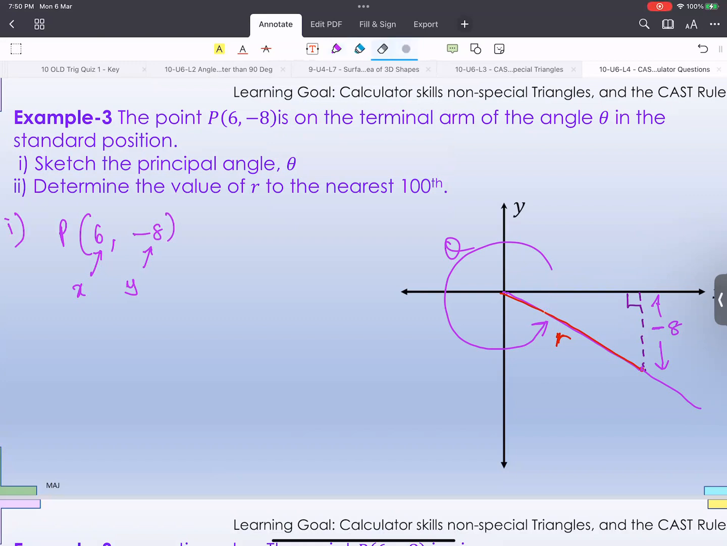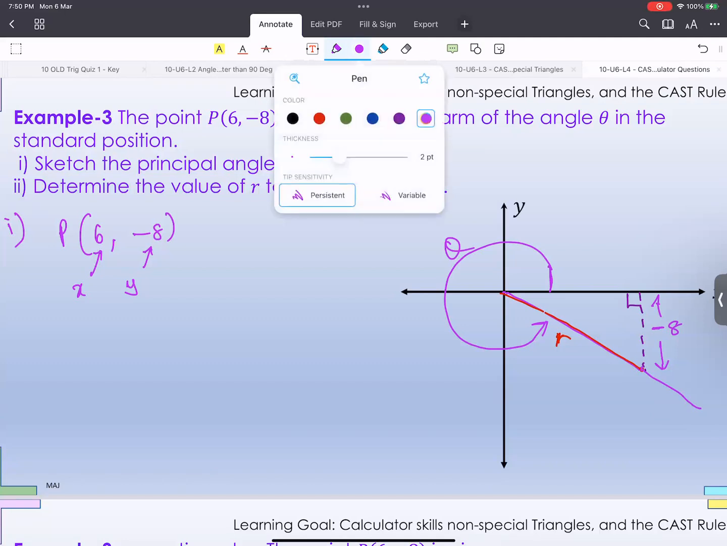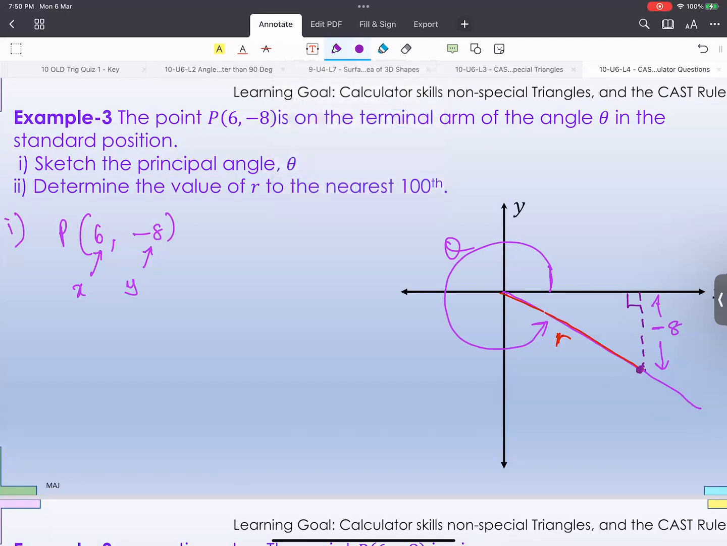I don't think I did that correctly. There we go. All the way from the positive x-axis. So that is your principal angle. And this is our point. That's the point P, 6, -8.